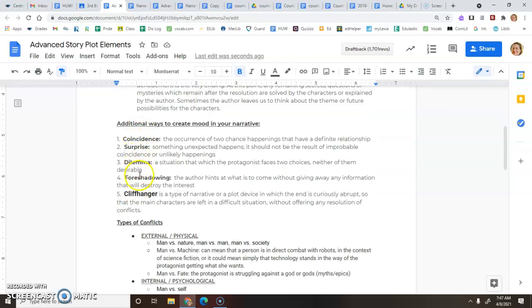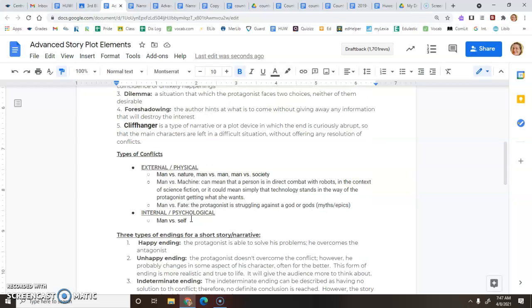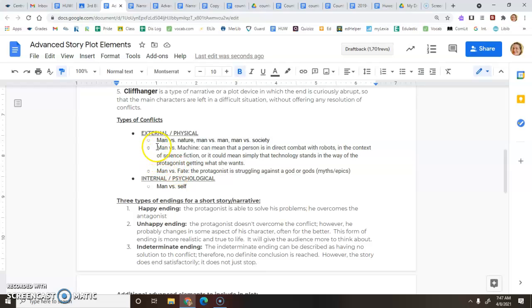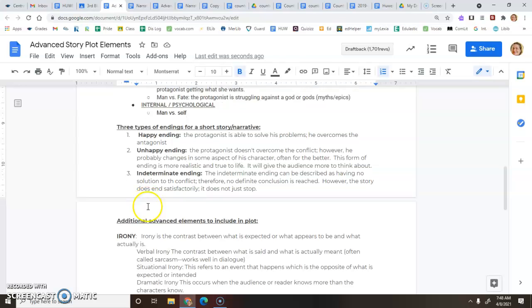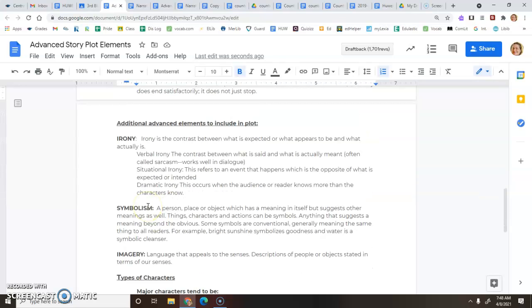Coincidence, surprise, dilemma, foreshadowing, cliffhanger. Those should probably be pretty easy words if you just read through the definitions. I've added, maybe you've not heard of this type of conflict before, the man versus fate, and so those are some new conflicts for you. Please think about which type of ending you would like your personal narrative to be. And I know a lot of you don't like this type of ending, but it is considered to be a good ending. Review of irony.